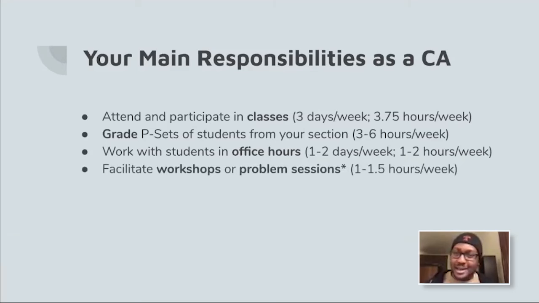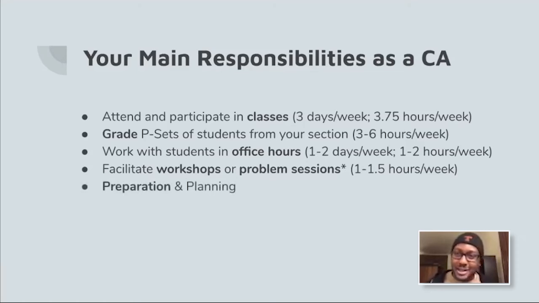This is less common this semester with all of the adaptations we've made to remote learning, but in some semesters, CAs will often be asked to hold workshops or problem sessions. And this is a bit different in that for one of these workshops or problem sessions, the CA really is the authority in that room and dictates the sort of pacing of the workshop, the material that's covered, although you're usually given some template, like you're given materials to work with if you're asked to facilitate one of these workshops.